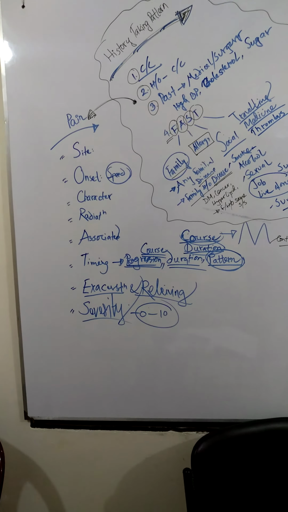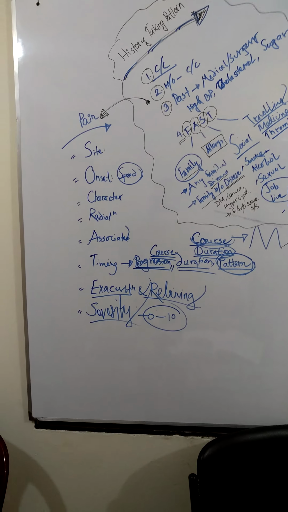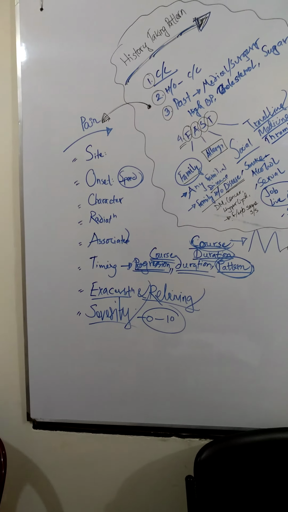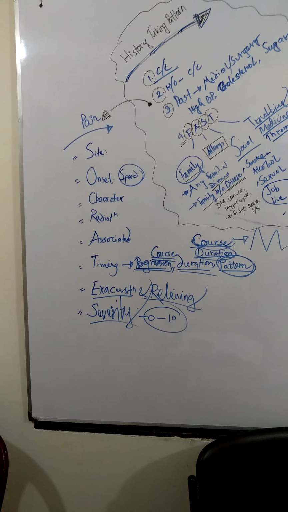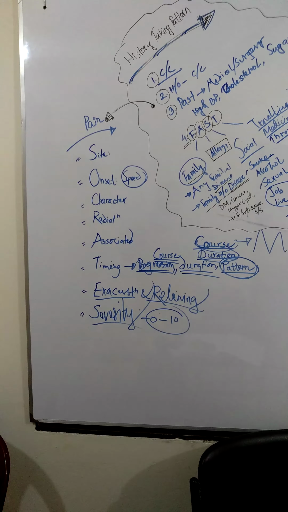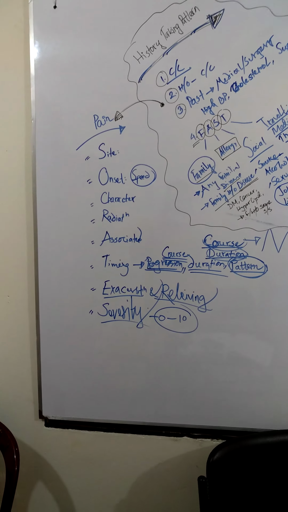So, for the severity, you should ask about the severity. It should be from 0 to 10. You should describe to the patient: 0 is the very minimum, and 10 is the maximum pain which you have suffered. So, he should describe it, maybe 9 out of 10 or 2 out of 10 like this.